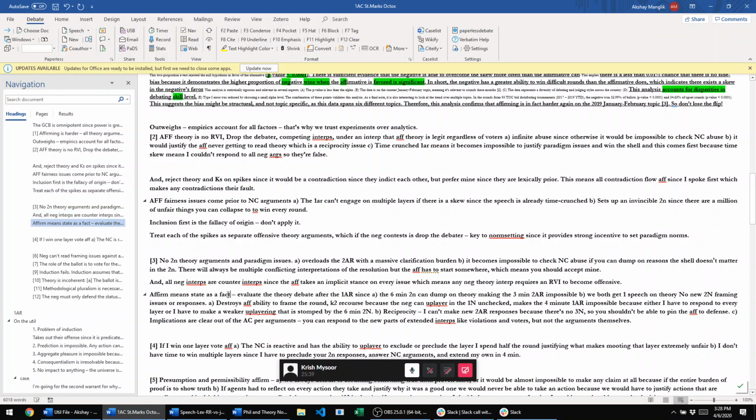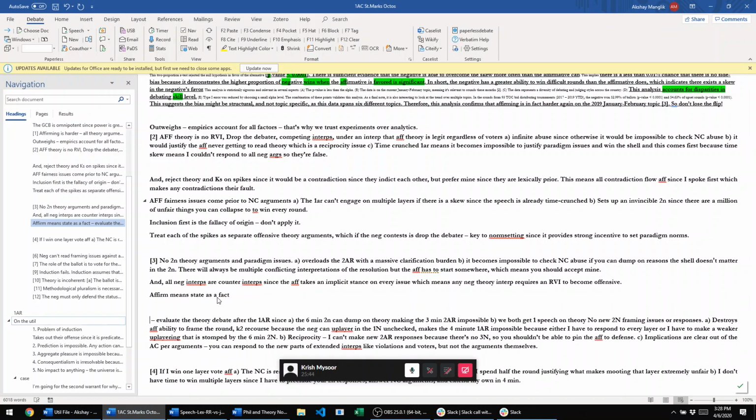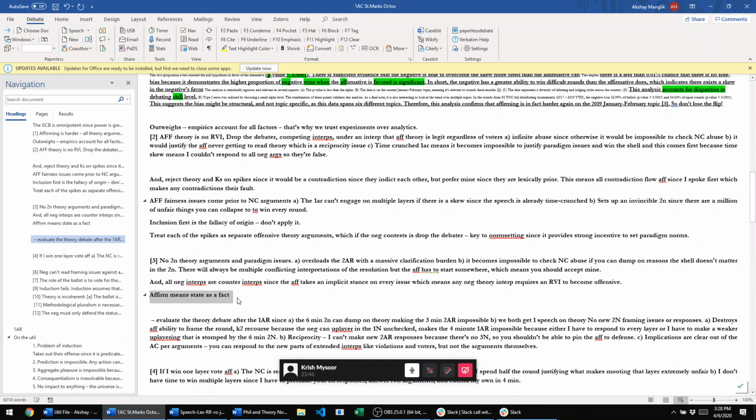These 6 words are intended to be an a priori. Affirm means status fact. If you A, doesn't really have any implications. Important to point that out. B, it conflicts with truth testing. So again, pointing out these contradictions is really important.